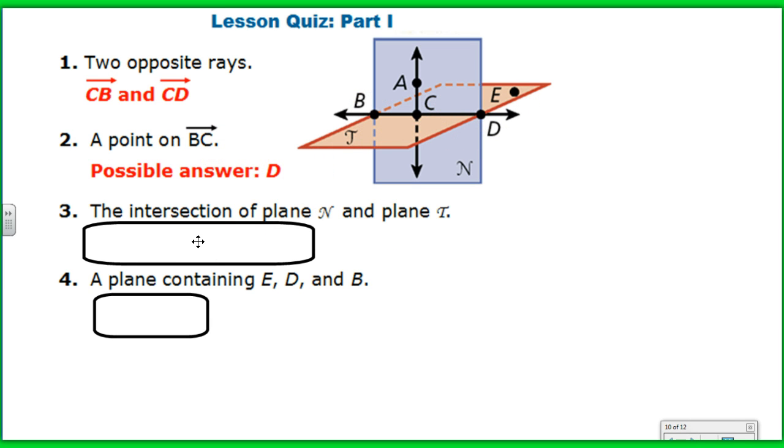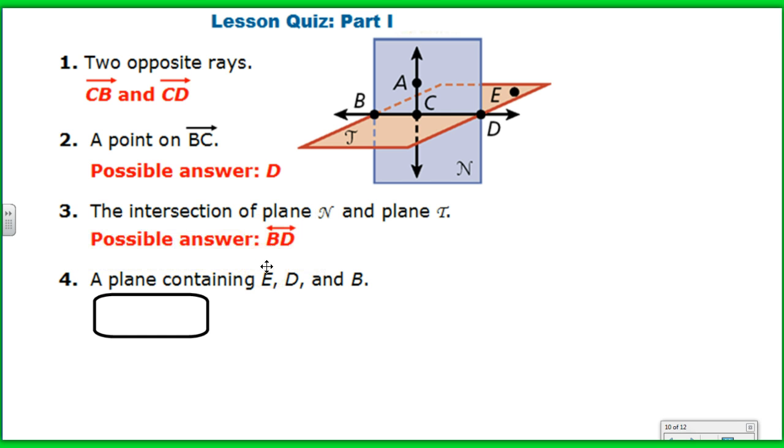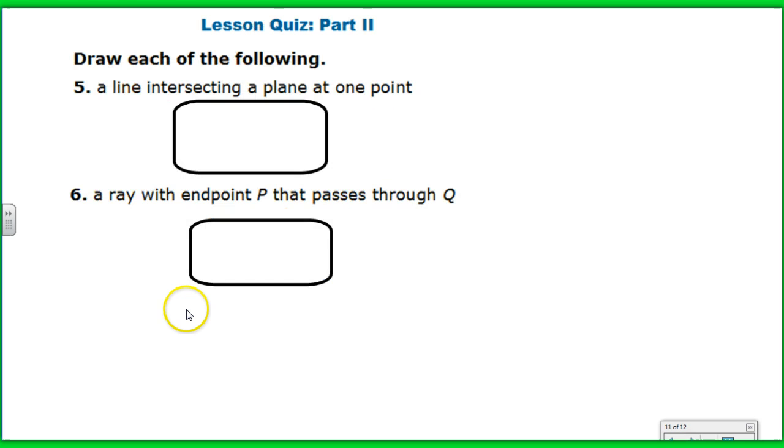The intersection of plane N and plane T is line BD. A plane containing E, D, and B. A plane containing those would be plane right here, plane T. Now, when naming a plane, you'll see that a different font is used than the font that is used to name the points for the lines on the plane or around the plane. Okay, so plane T.